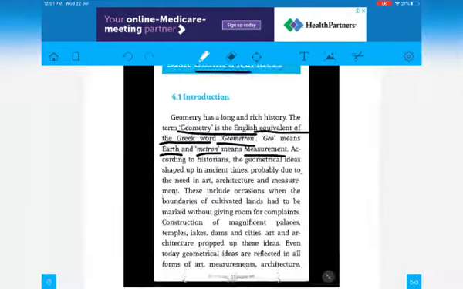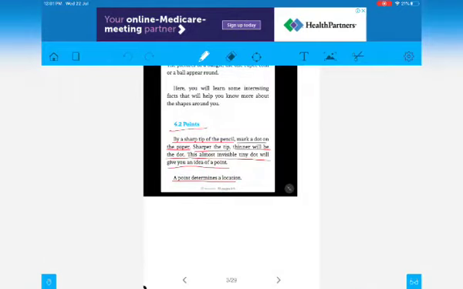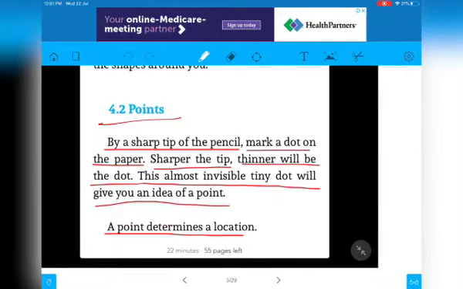So let's talk about the first element of this chapter. The first part of this chapter is point. What is a point? Yes students, a simple dot is known as a point. When we make a small dot, it is considered as a point. So by a sharp tip of a pencil, mark a dot on the paper. Sharper the tip, thinner will be the dot. जितना छोटा dot होगा उतना ही छोटा point हमको show होगा. So this almost invisibly tiny dot will give you an idea of a point.